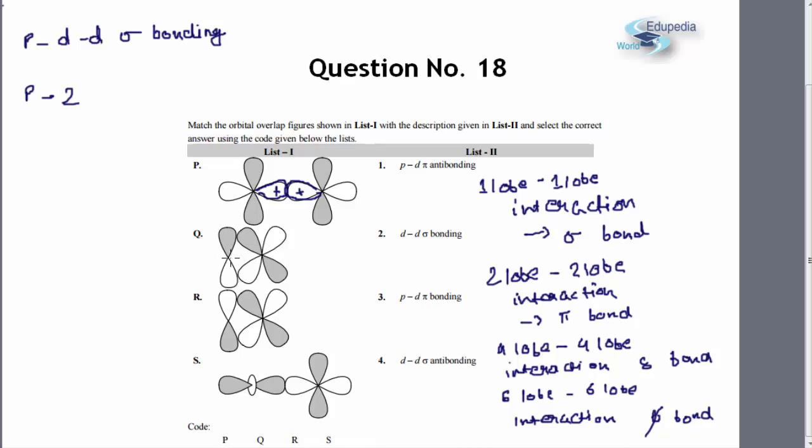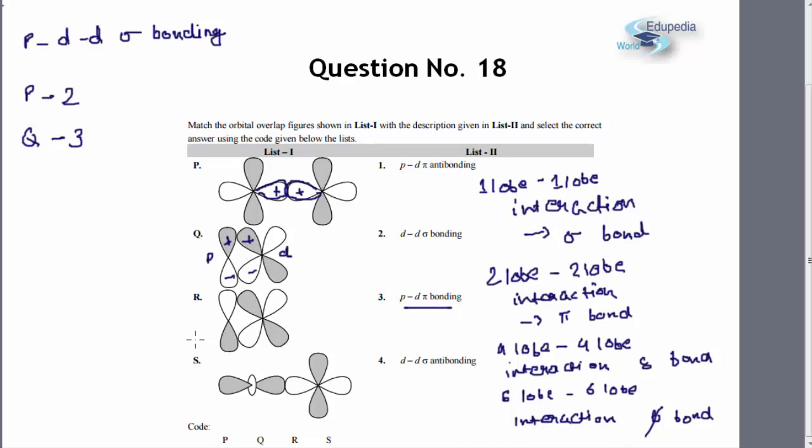Let us look at Q. In Q we can see that there is a two lobe interaction, and both of them are in the same phase. This is plus and plus over here, and this is minus and minus over here. This is a p orbital and this is a d orbital, with two lobe interaction and constructive interference. So this one will be pd pi bonding. So my Q option will match with 3, because in 3 we have pd pi bonding.